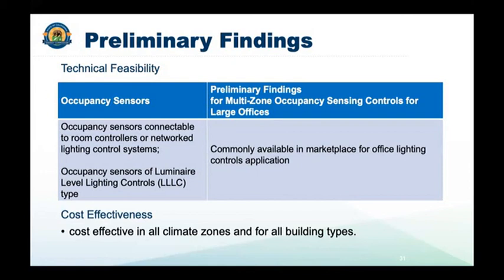Also note that network lighting controls, wireless controls, digital controls, and luminaire level lighting controls are all allowed to be used as part of this approach to provide for meeting the multi-zone occupant sensing controls in large offices. And for cost effectiveness, this proposal is expected to be cost effective in all climate zones and for all building types.